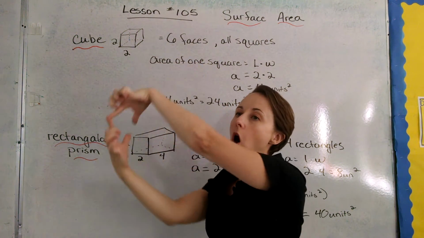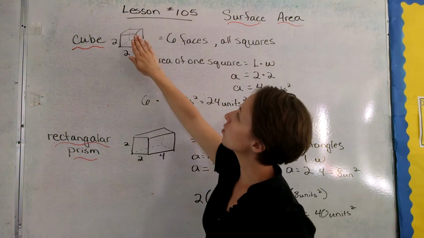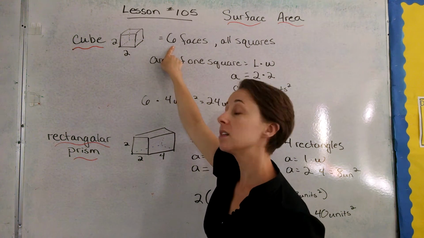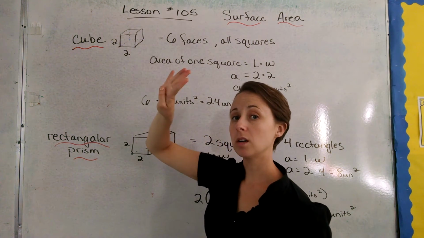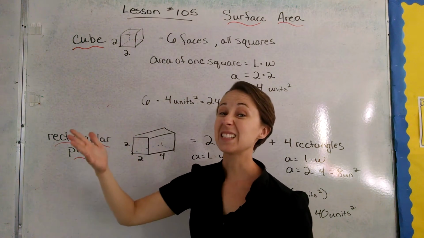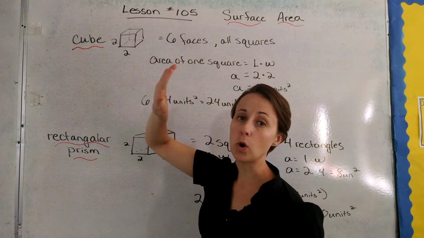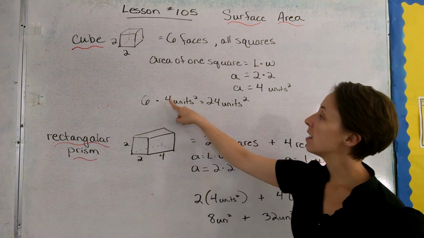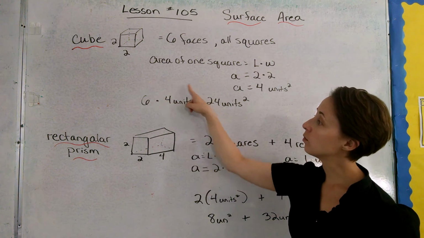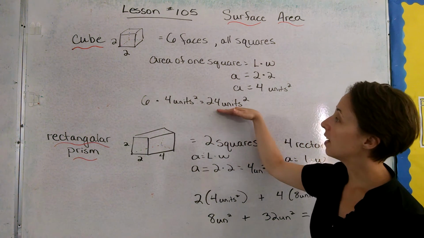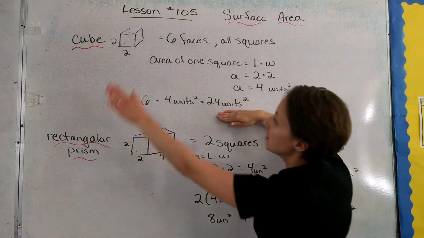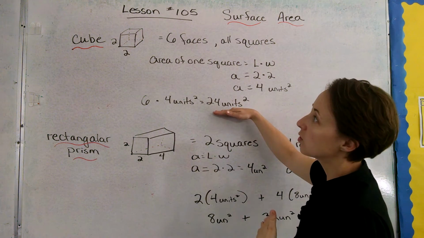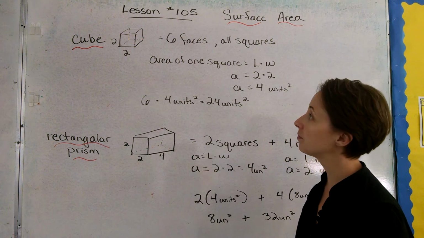Now I want to cover all of the faces, all of the squares around the cube. Well, there are 6 faces. If one is 4 units squared, and I have 6 of them, I could add 4 6 times, or I could multiply 6 times my area of the one, which is 4 units squared, to give me 24 units squared. This is 4 plus 4 plus 4 plus 4 plus 4 plus 4, or 24 units squared, which is the surface area of a cube.